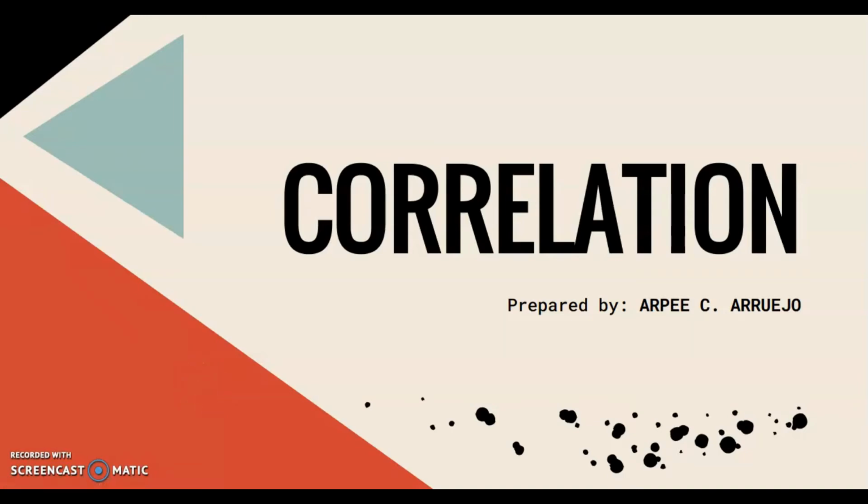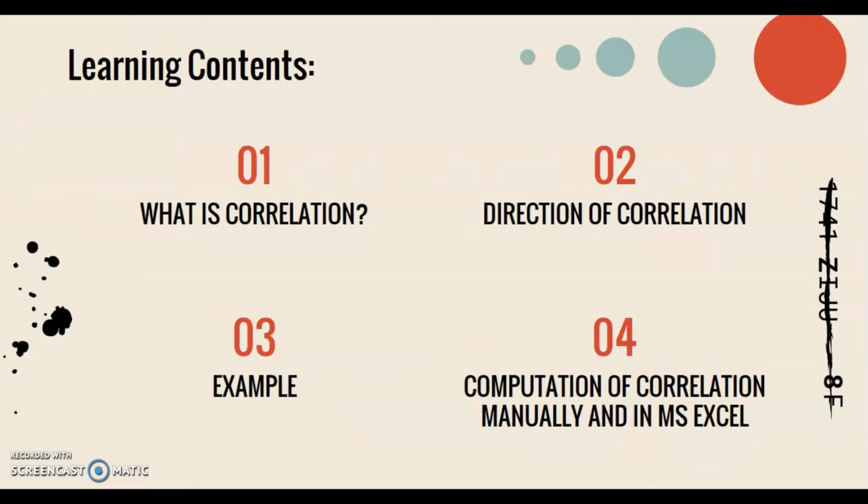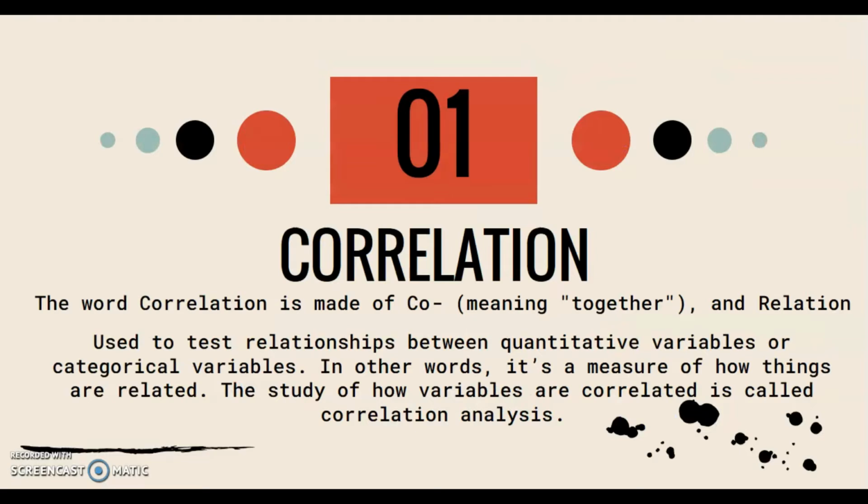Our topic for today is about correlation. There are 4 learning contents. Actually, I have divided it into 2 videos in order for you to understand more of the topic. These are the learning contents: the definition of correlation, the direction of correlation, an example of a correlation, and of course computation of correlation manually and in Excel.